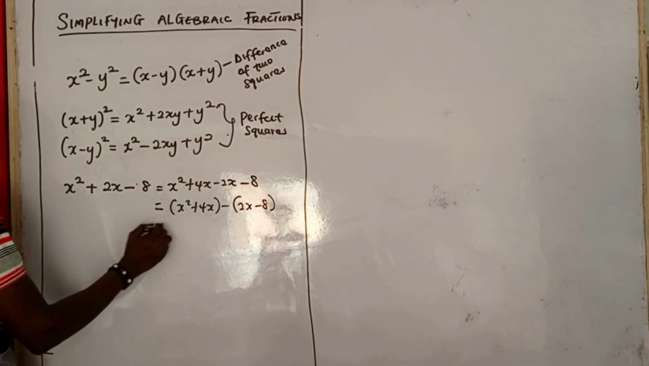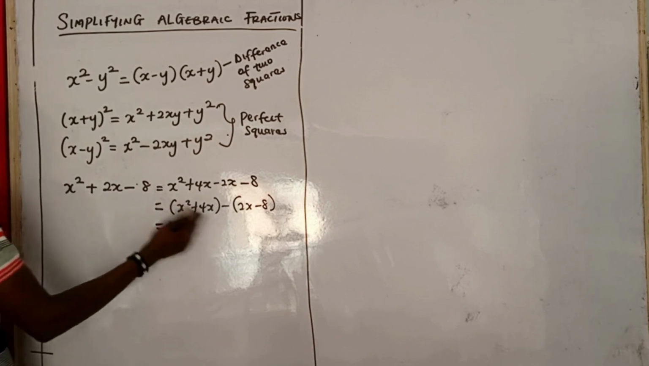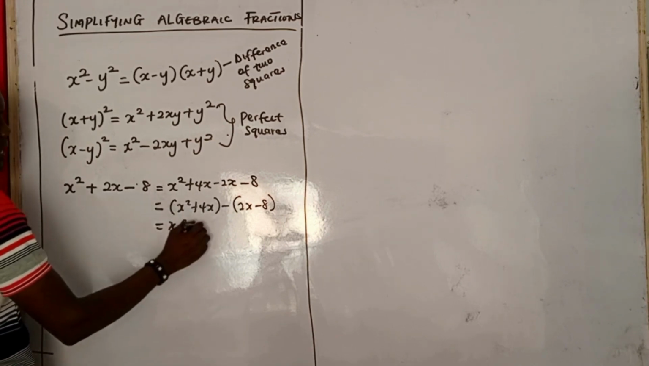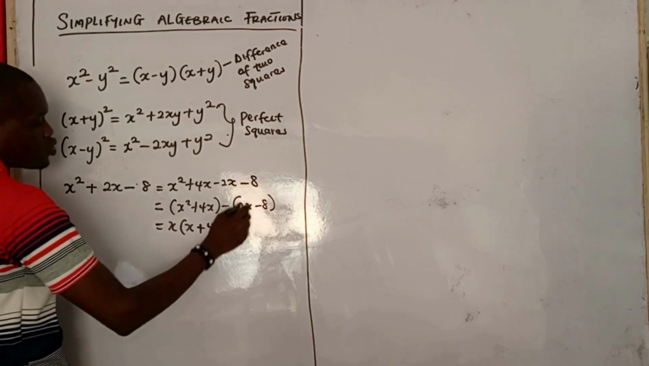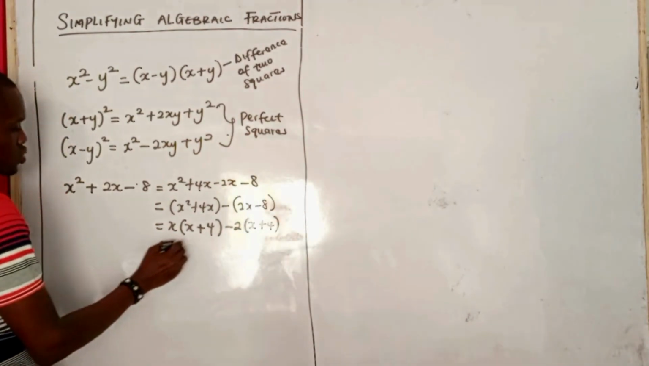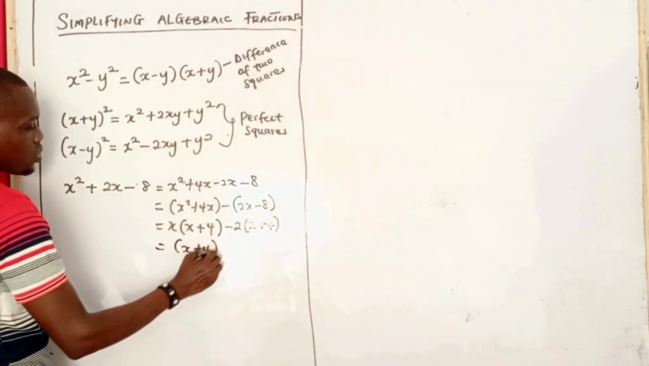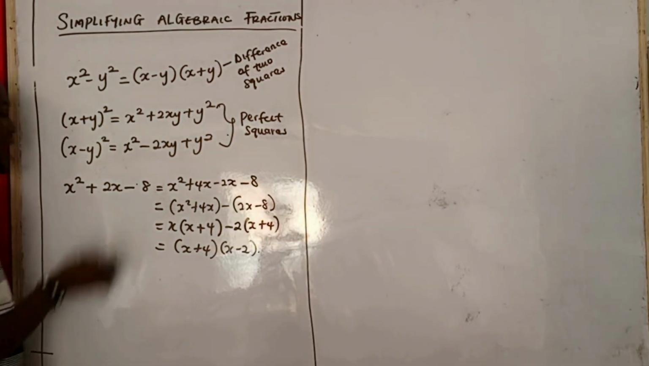So at the end, we are going to have this as x. By the time you factorize, the common factor here is x, so you have x plus 4. Then you bring your minus 2 out, that's the common factor. You still have x plus 4. So at the end, you have x plus 4 and x minus 2.